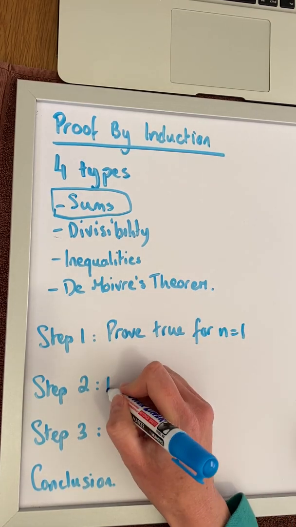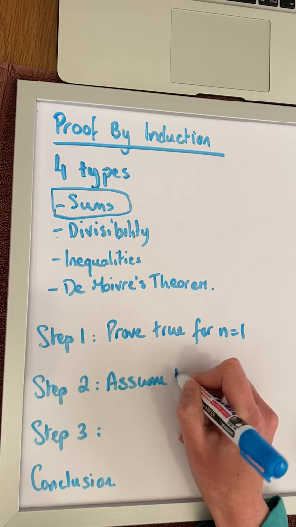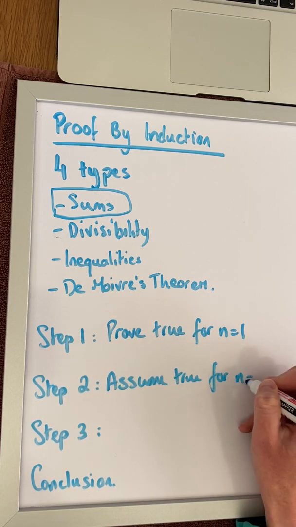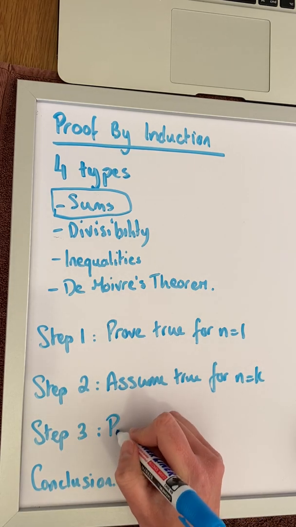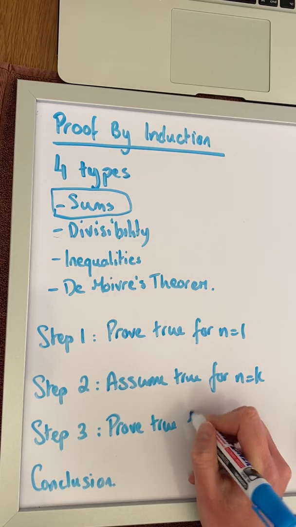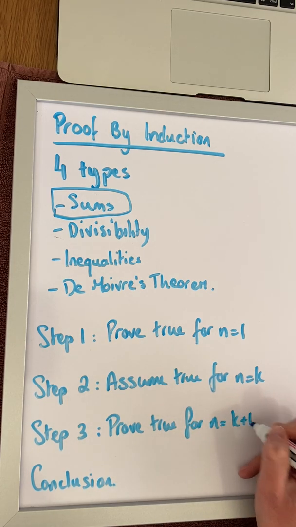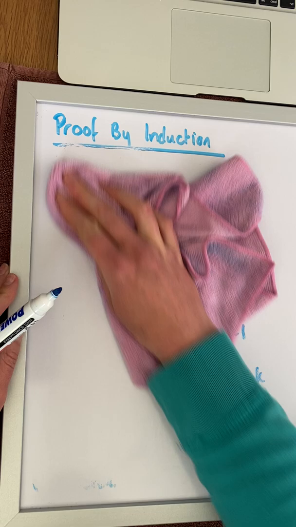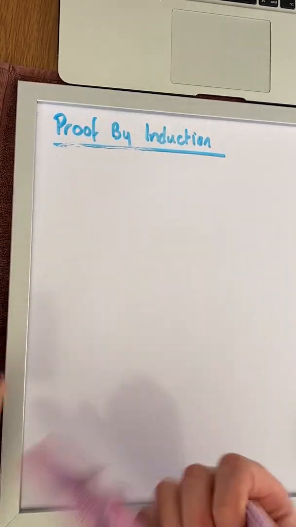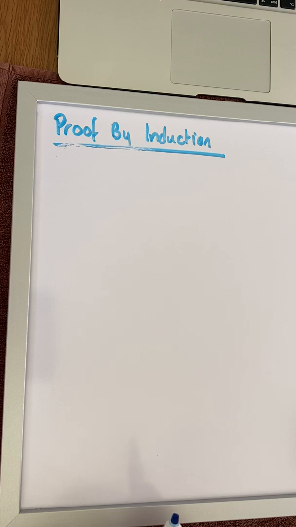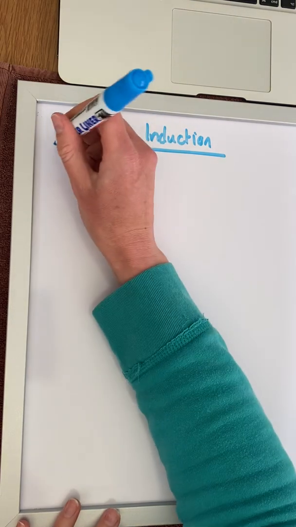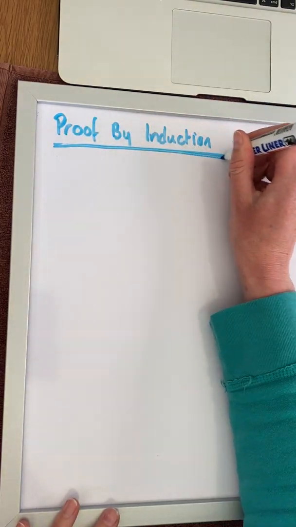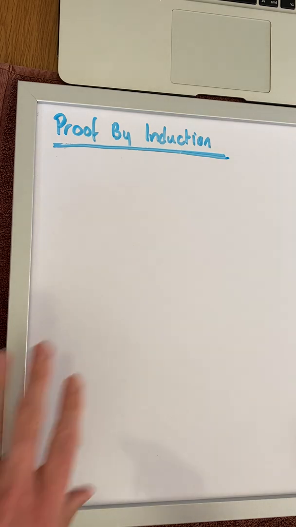The second step is to assume true for n equals k. Step 3 is to prove true for n equals k plus 1, in other words, the next integer, and then we have a conclusion. All right, so we're going to look at a question now just to see how to apply these steps. And it's going to be the same 4 steps all the time. Step 1 is always prove true for n equals 1. Step 2 is always prove true for n equals k, or assume true for n equals k. Step 3 is always prove true for n equals k plus 1. And then step 4 is always going to be your conclusion.